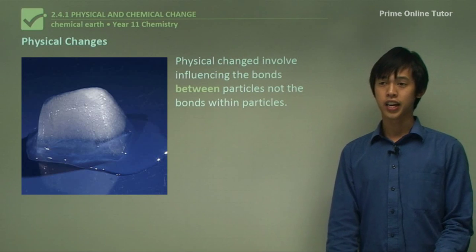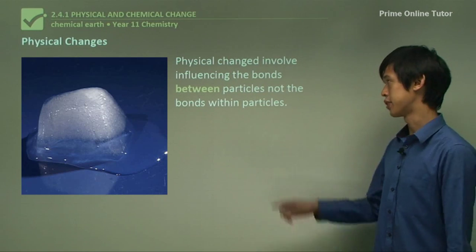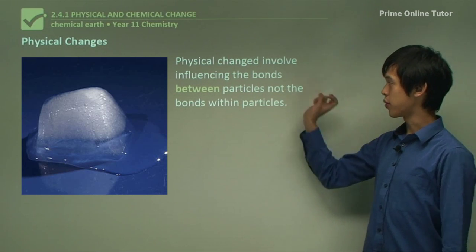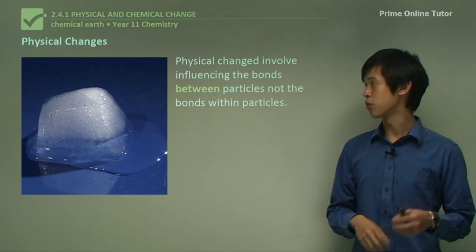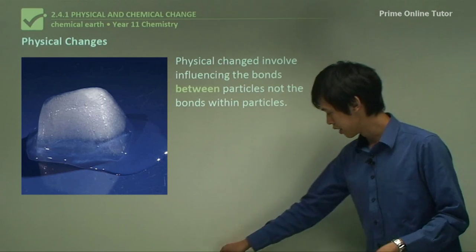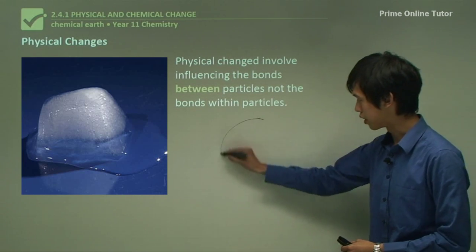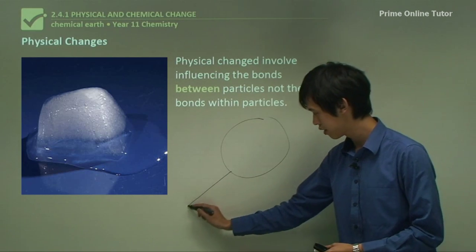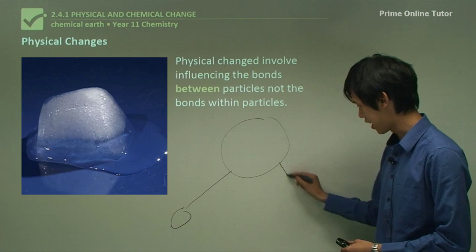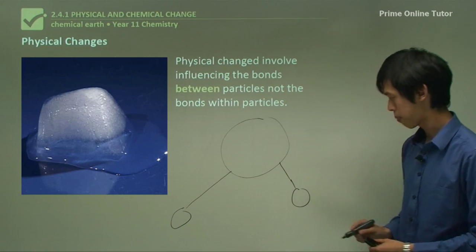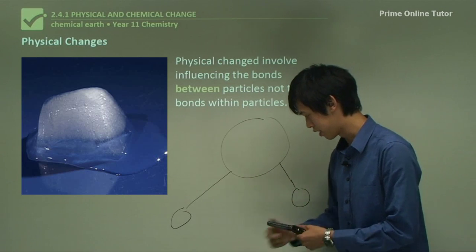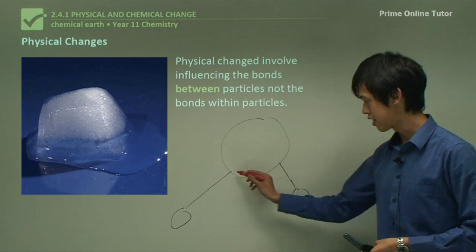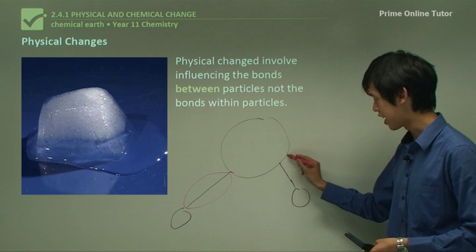Now, in terms of what is actually happening in a physical change, we're influencing the bonds between particles, not the bonds within particles. Let's draw a really big water molecule. There's our oxygen, and there's our two hydrogens. The bonds inside the molecule are here, which I will circle in red. So these are the bonds inside the molecule.